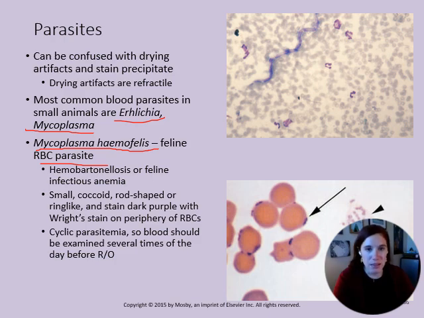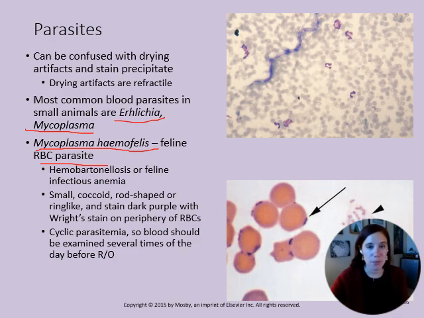also known as Hemobartonella or feline infectious anemia. We can see that. They're going to be small, like coccoid, round, or they can also have a rod shape or ring-like appearance, and they're going to have those dark stained little dots. We can see it on the periphery of the red blood cell. So it's not going to be inside like our Heinz bodies. It's going to be on the outside, okay?